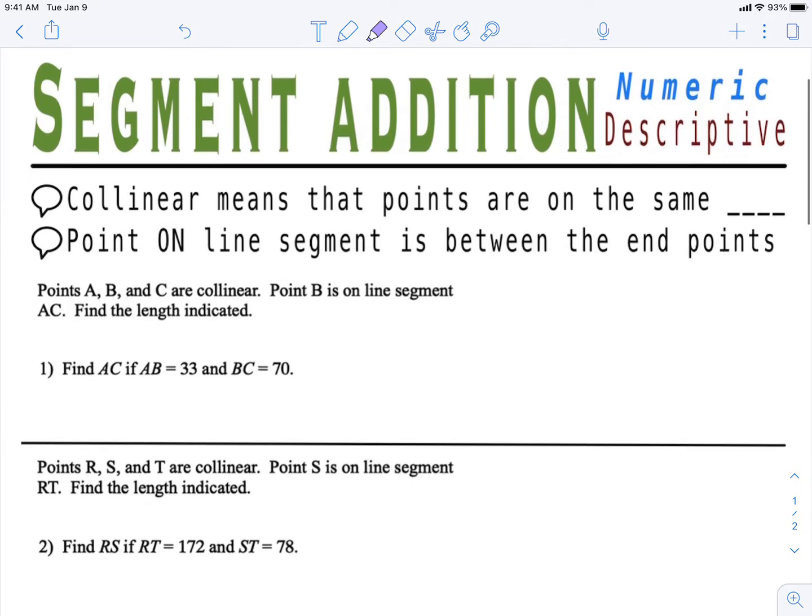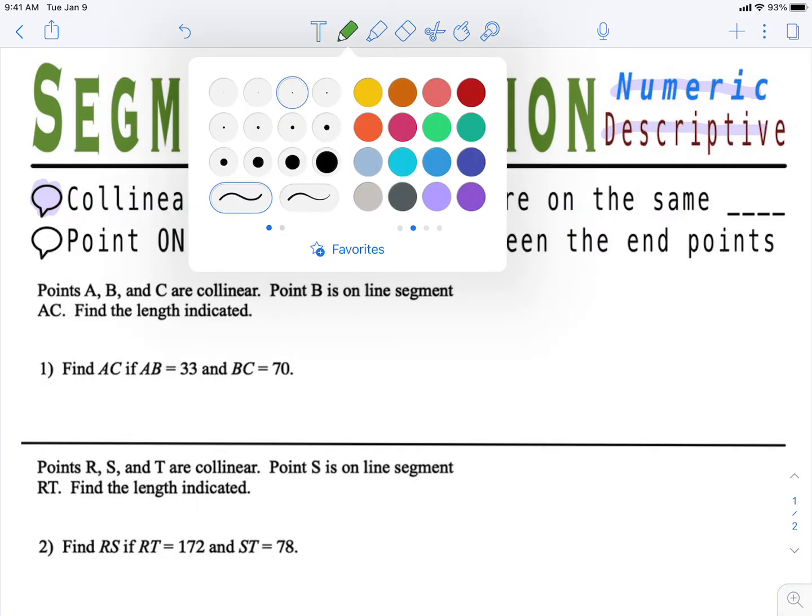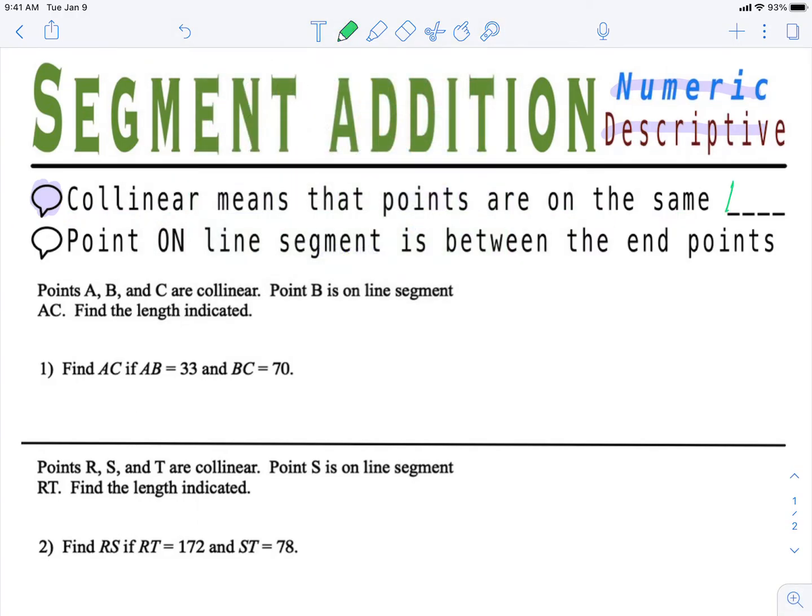So this is called the segment addition postulate, numeric descriptive, right? We're going to see what that means in a second. Point number 1: collinear, so let's read along. Collinear means that points are on the same line. So collinear means points that are on the same line.